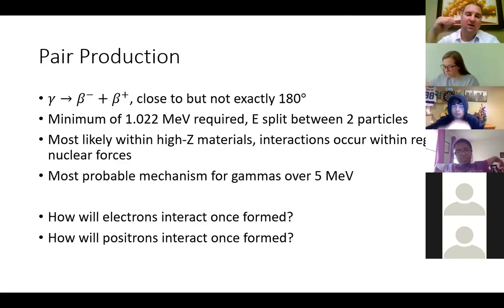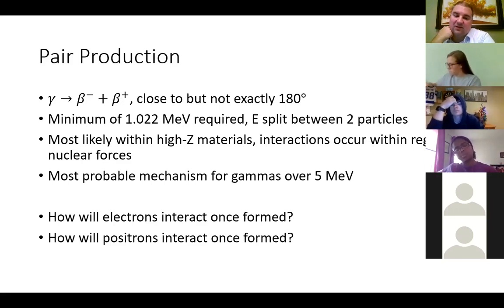So thinking back to our electrons, how will the electrons interact within the material once they're formed? So the gamma ray comes in, produces a pair, a positron-electron pair. The electron flies off in some direction. How is that going to interact within the material? Could it ionize or transfer all its energy to another electron and ionize? Or a series of electrons. And so it's going to interact the same way that a beta particle would have that came in from the outside. Eventually, that electron is probably going to end up depositing all of its energy within that material.